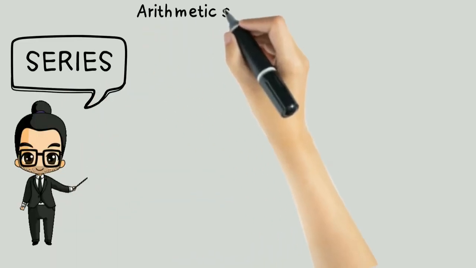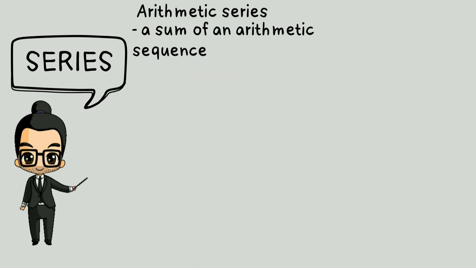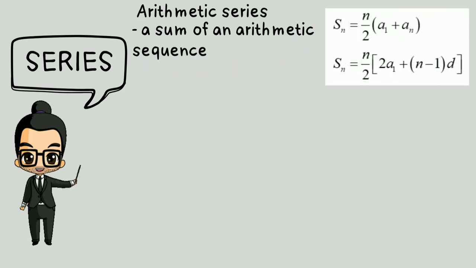Series. Arithmetic series is a sum of an arithmetic sequence. The given formula is Sn equals n over 2 times (a1 plus an). It can also be written as Sn equals n over 2 times (2a1 plus (n minus 1) times d), where a1 is the first term, an is the nth term, n is the number of terms, and d is the common difference.